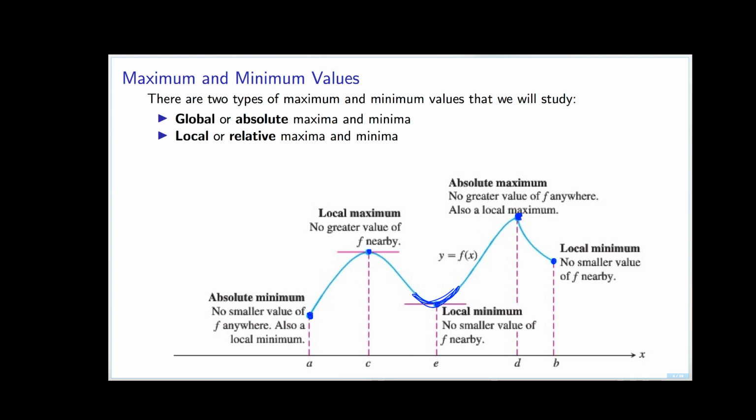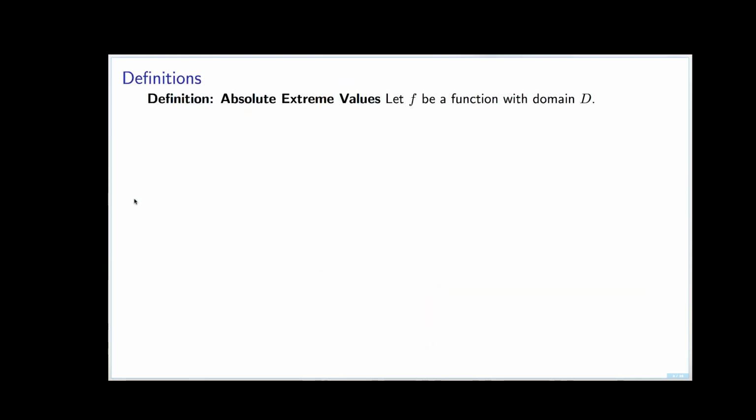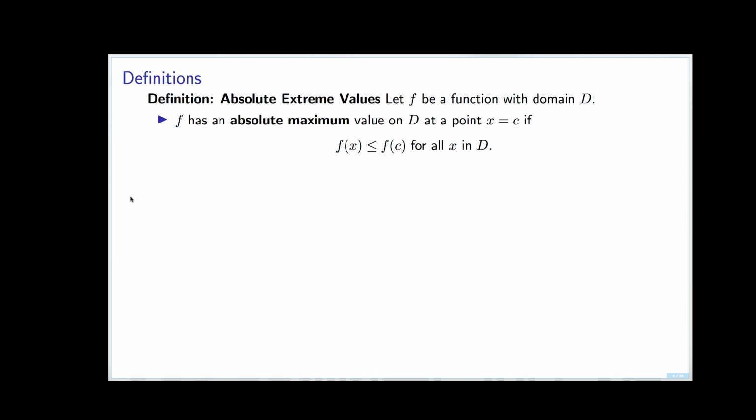So let's go ahead and give the formal definitions of these. So for the absolute extreme values, if f is a function with some domain that we'll call D, we say that f has an absolute maximum at a point x equals c if f of c is greater than or equal to f of x for all x values in our domain D. So f of c is the absolute largest value of f of x anywhere in our domain.